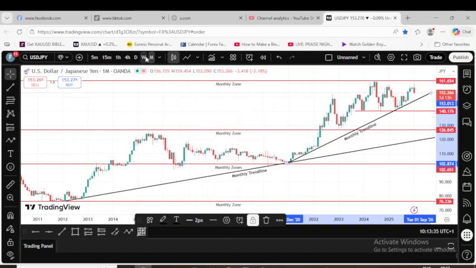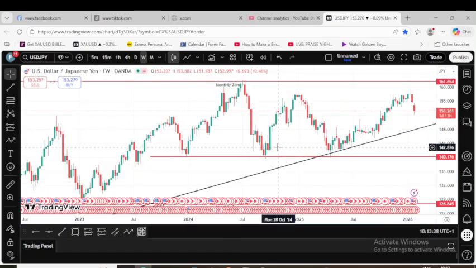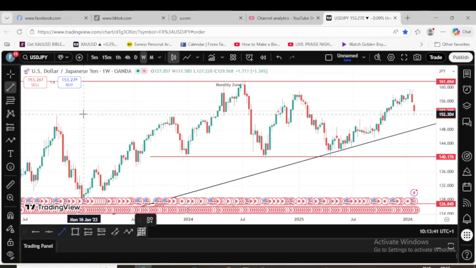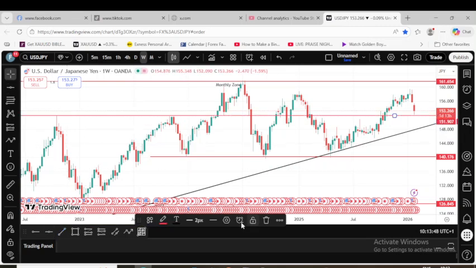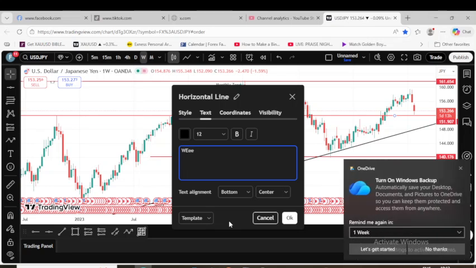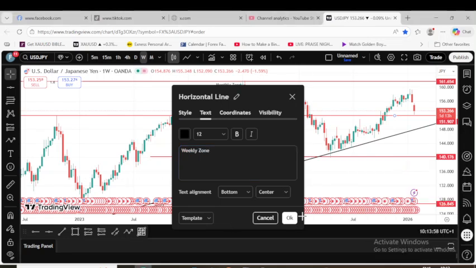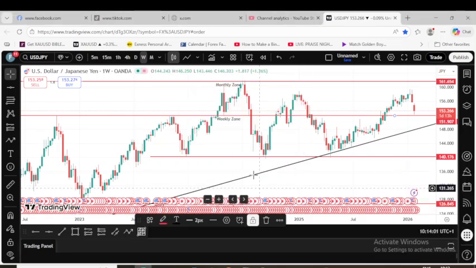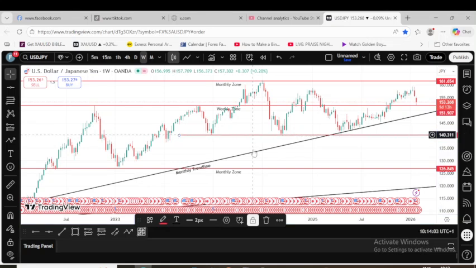Okay, now let's go down to the weekly time frame and we'll do the exact same thing. We'll identify our zones and any potential trend lines. So we have a weekly zone here. Another weekly zone here.